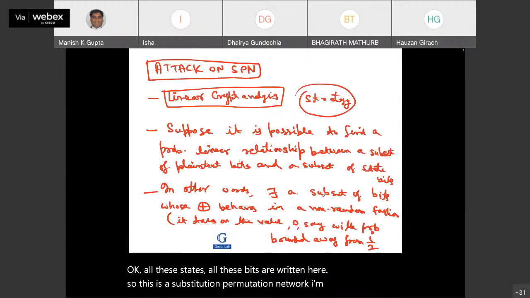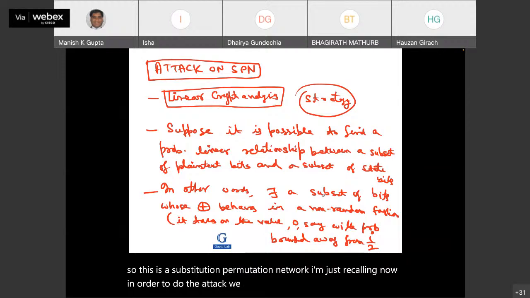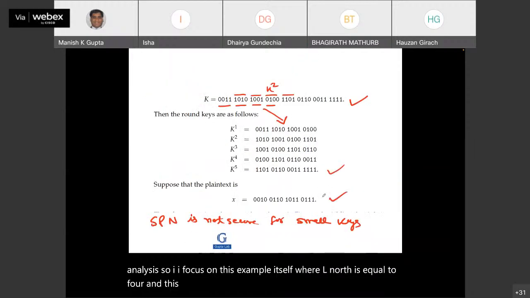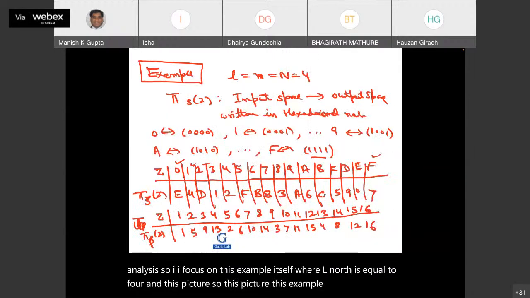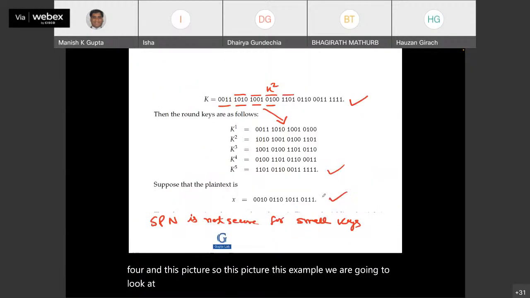I'm just recalling. Now, in order to do the attack, we first describe linear cryptanalysis. I'll focus on this example itself, where L, m and n are equal to 4, and this picture. This is the example we are going to look at for cryptanalysis.